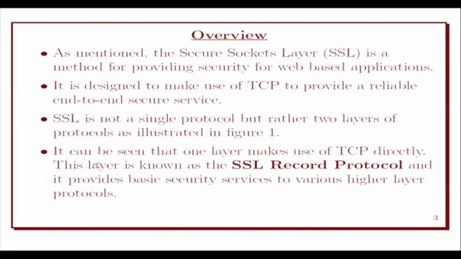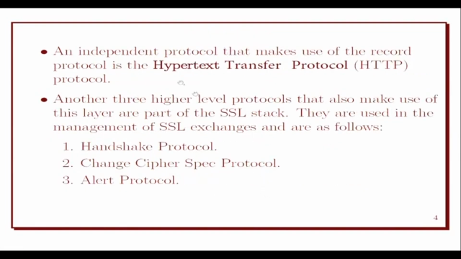So it has basically two layers. One layer makes use of TCP directly, because it is just on top of the TCP layer, and this layer is known as the SSL record protocol. It provides basic security services to various higher level protocols. On top of that, we have four protocols. One is the HTTP protocol, and there are three more: the handshake protocol, change cipher specification protocol, and alert protocol. These sit just on top of the SSL record protocol. So SSL has two layers: the SSL record layer, and in the top we have four protocols.